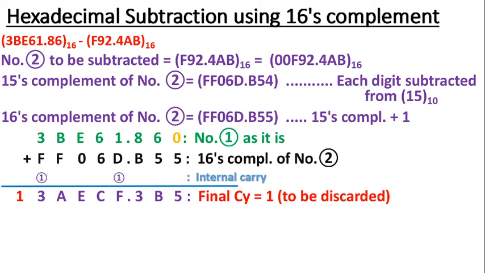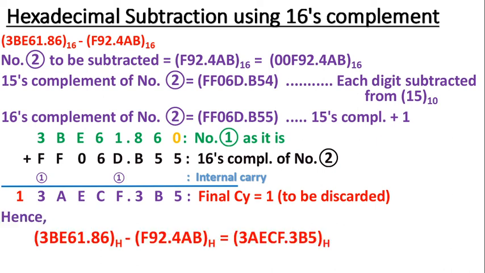The internal carries you don't have to repeat here, because you are showing the intermediate steps. Then at the bottom, the final result is written. Hence, 3BE61.86 hexadecimal minus F92.4AB hexadecimal is equal to 3AECF.3B5 hexadecimal. So this is the final answer.